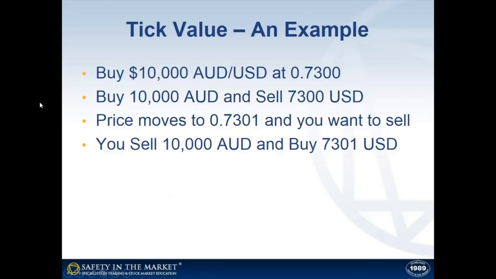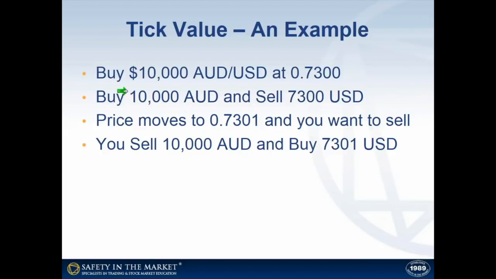Let me just bring my arrow back on here for a moment. When we bought our initial $10,000, the Aussie dollar, US dollar was trading at 73 cents. So we basically exchange our 10,000 Aussie dollars for 7,300 US dollars. Now the price has gone up to 73.01, which means one Aussie dollar buys more US dollars. So when we sell 10,000 Aussie dollars, we're selling them at the rate of 73.01 US dollars. So we're buying 73.01 US dollars. That's why there's a difference.